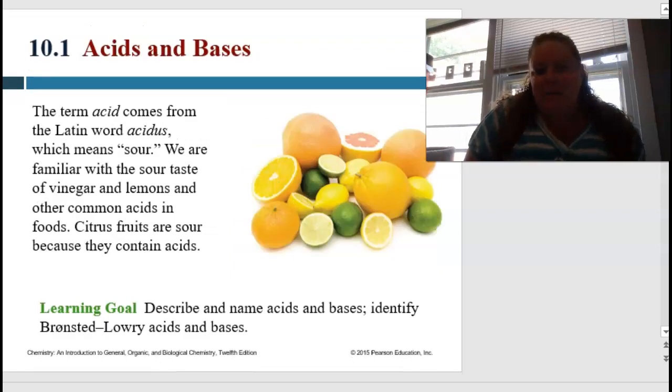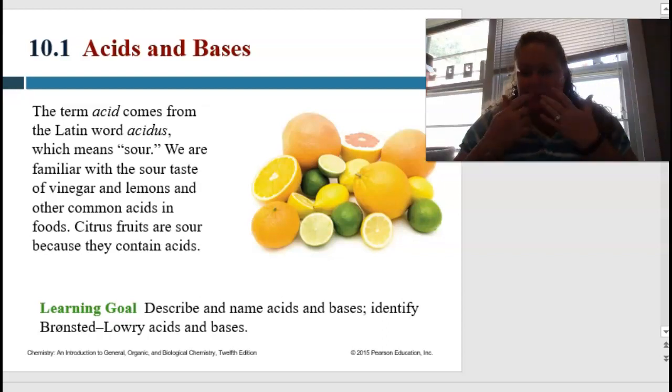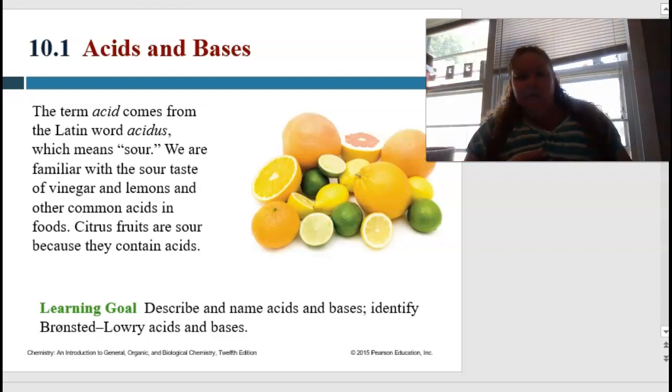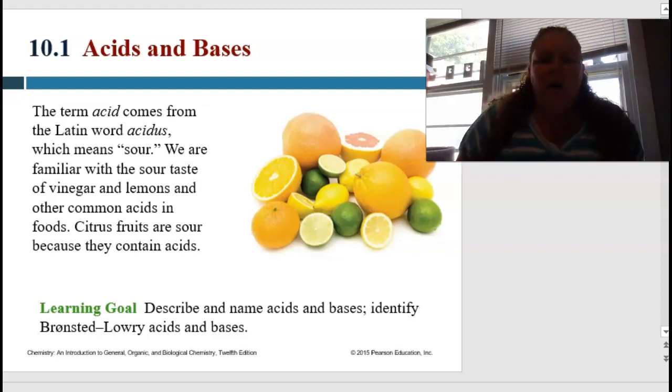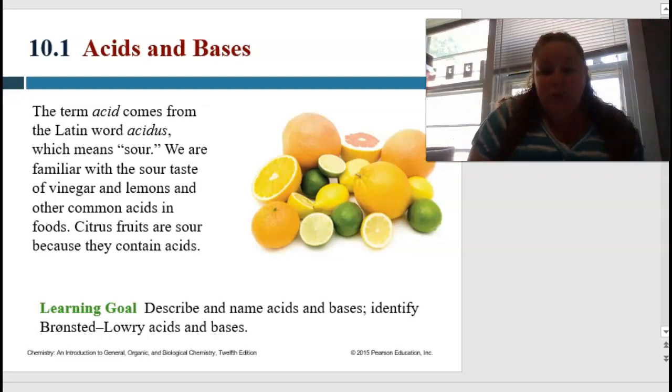The term acid comes from the Latin word acidus, which means sour. If you take lemon juice, which you know is an acid, and put it on your tongue, it is very sour. So that's a way that you can remember that. The sour taste of vinegar, lemons, and other common acids in our food. Citrus fruits are sour because they contain acids.